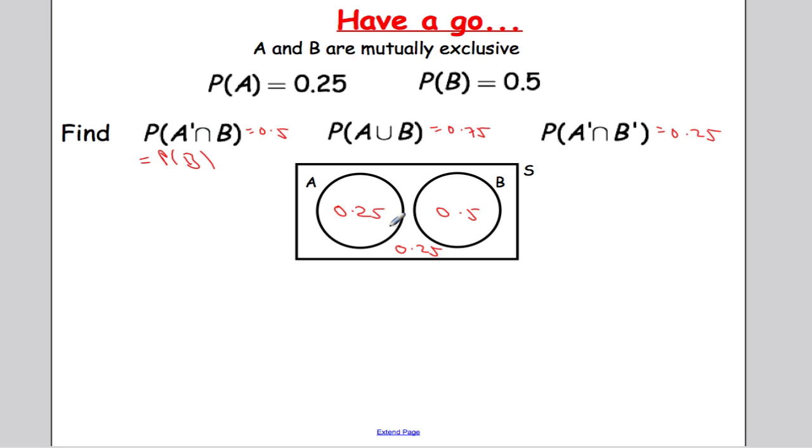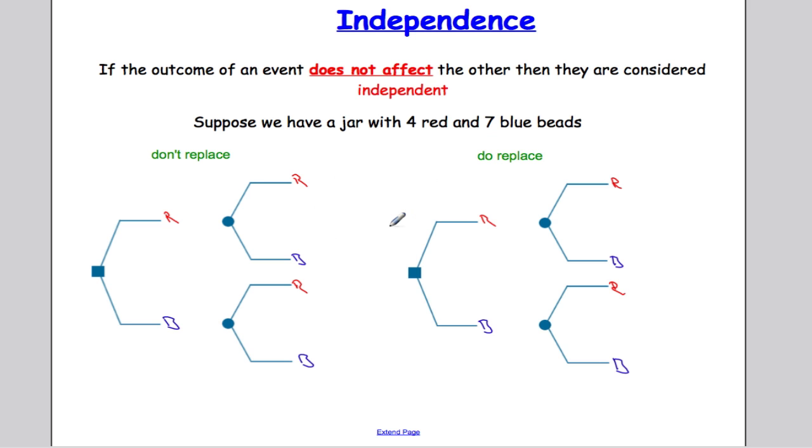Okay, let's move on to independence. So if an outcome of an event does not affect the other, then they're considered to be independent. Okay, this is really important. So let's have a look at a couple of examples just to kind of get the idea across.